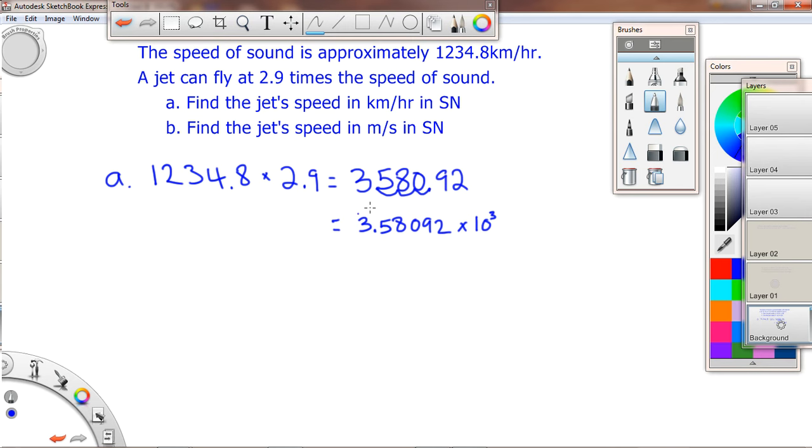So that's the first part. And this is our answer, and the units are kilometers per hour. Okay, the next thing we need to do is we need to convert this into meters per second and write it in scientific notation.